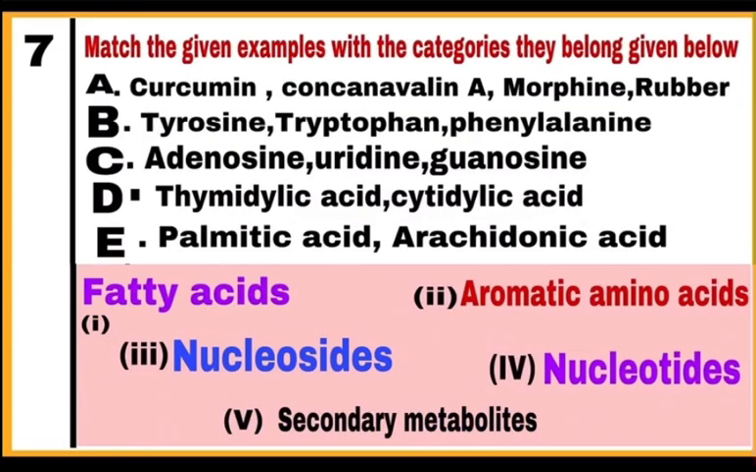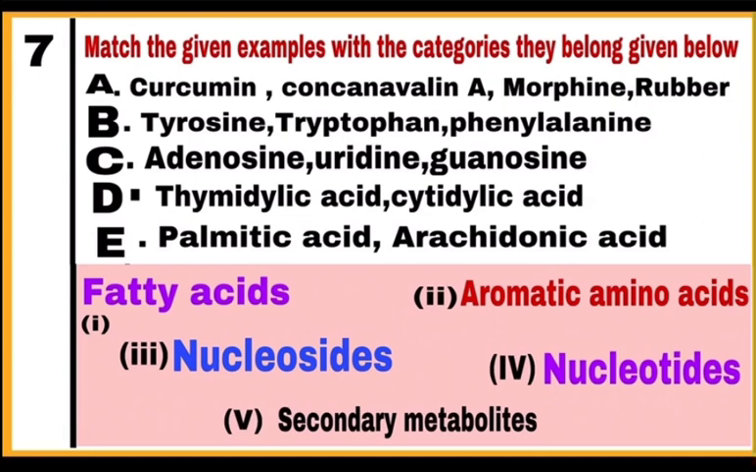Number 7. Match the given examples with the categories they belong, which are given below. A. Curcumin, concanavalin A, morphine, rubber. These are all secondary metabolites. B. Tyrosine, tryptophan and phenylalanine. They are aromatic amino acids.